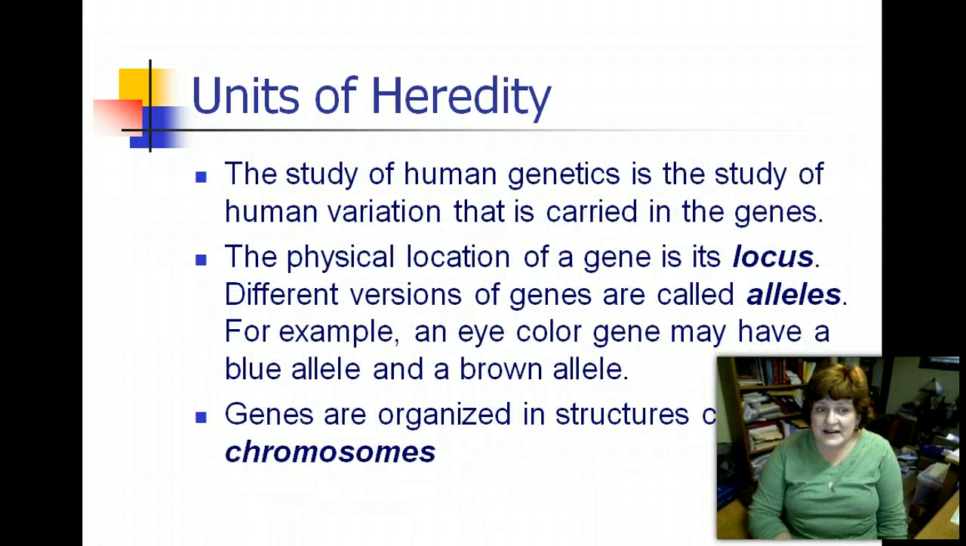The study of genetics is on human variation, and the physical location of those genes is a locus. Now, the way I try to remember it is the genes are organized in structures called chromosomes. I think of the chromosome as a big parking deck. The physical location of the gene is the locus, and I think of that as the parking spot. And the different versions of the genes are the alleles, and you can think of that as the different colors of the cars or the different makes. But it gives you an idea of the lineup and organization when we talk about the genetic terms.